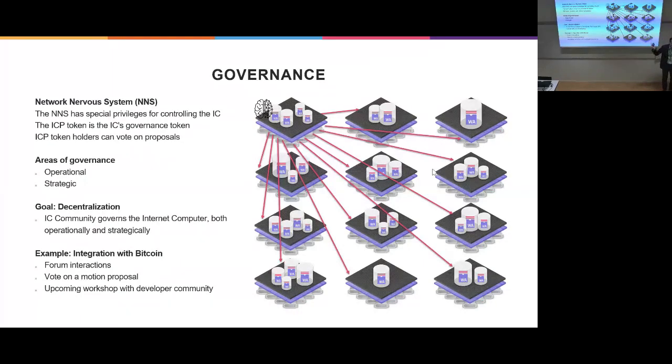One good example is the Bitcoin integration I'm talking about now. It has been voted on by the community and discussed extensively in the forums, so we've gotten requirements from people who want to build on this feature. Next week, we have an upcoming developer workshop where we talk to some of the developers that already have ideas about what they want to build with this Bitcoin integration. It's pretty exciting to work with the community so closely, and we try to intensify this in order to decentralize further. So this was a rough introduction to the internet computer.